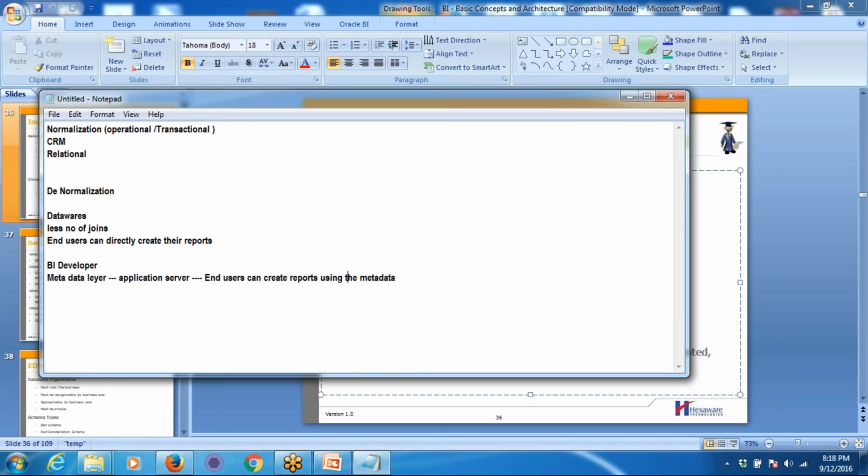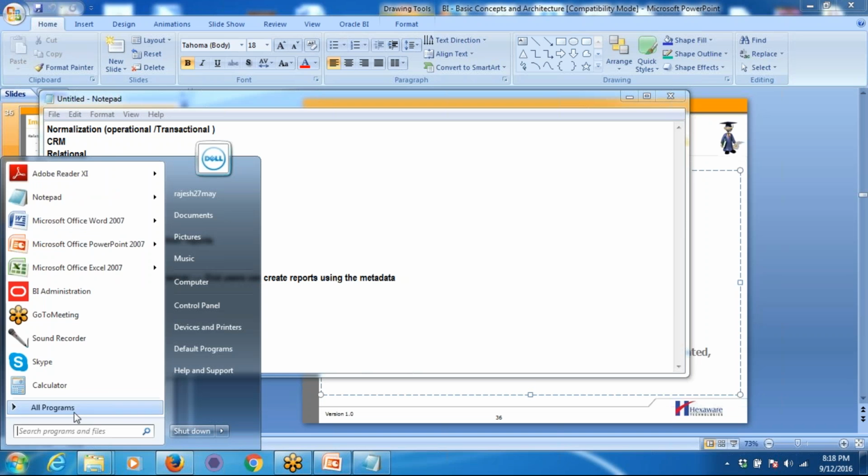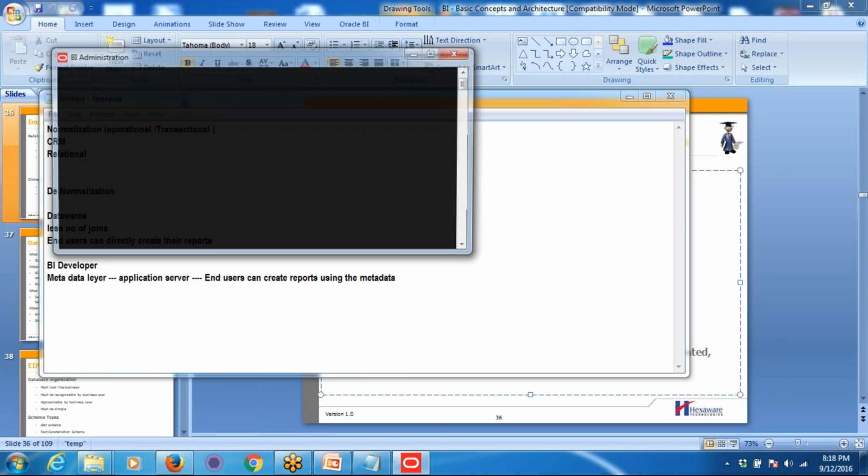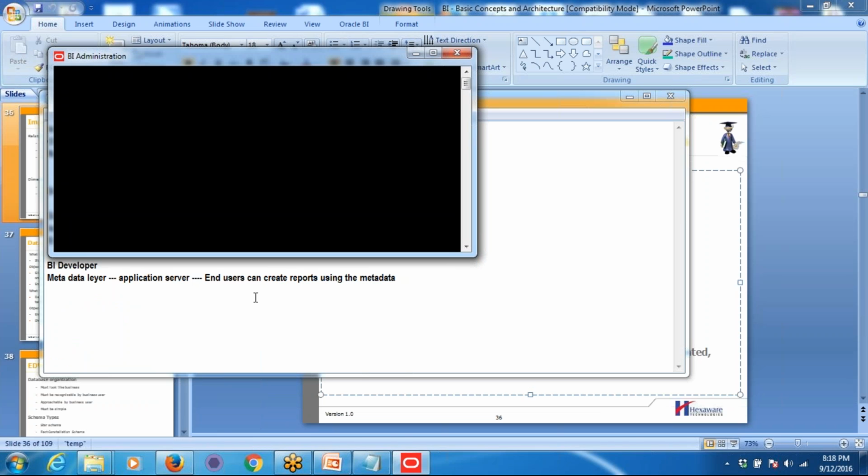So this is how it works in OBIEE. The other day I was showing you the metadata. Now I have a little better picture. Okay, very good.